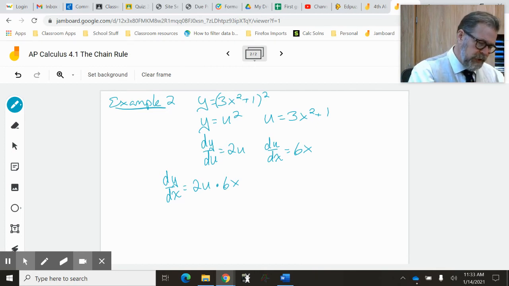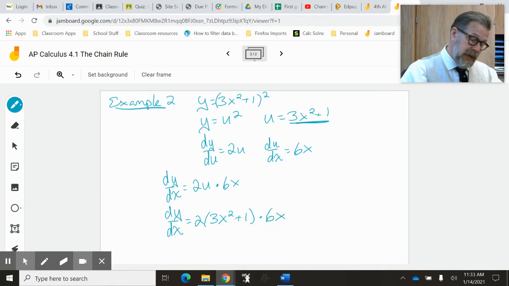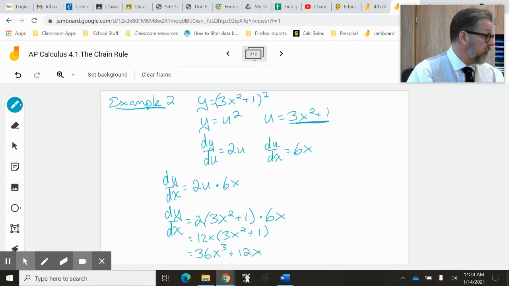But we also know that u is equal to 3x squared plus 1, which means that dy/dx, the rate of change of y with respect to x, is twice that times 6x. And simplifying this, we get 12x times (3x squared plus 1), which is 36x cubed plus 12x.